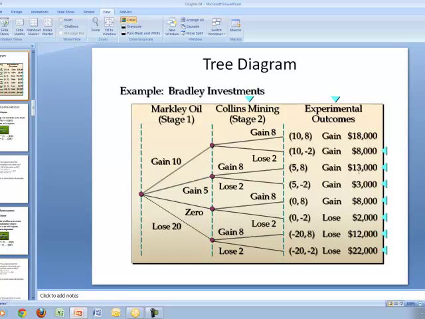But be careful. Don't think of this literally as you invest in Markley first, look at the result, and you invest in Collins second, then look at the result. Of course, these 2 things happen together. Here is an experiment. Why don't you do the tree diagram, but make Collins the first step and Markley the second step? Prove for yourself that there will still be 8 possible outcomes and that the possibilities will be exactly the same as in this diagram.